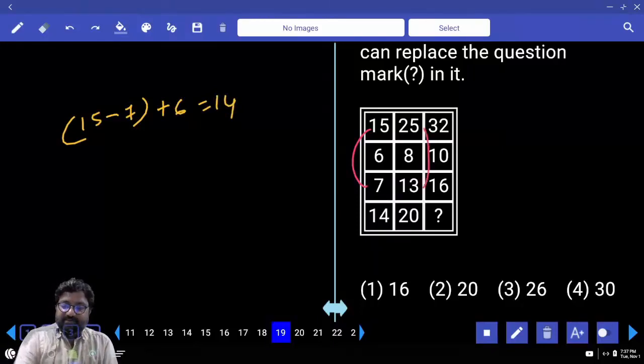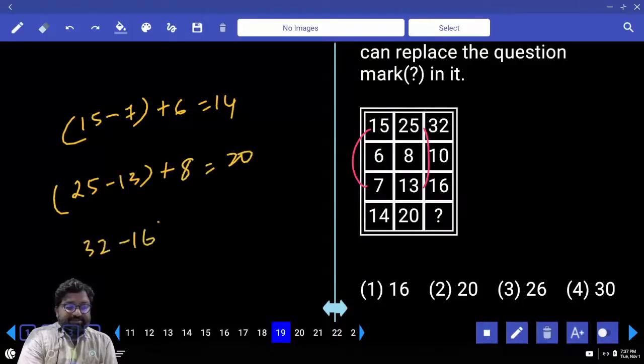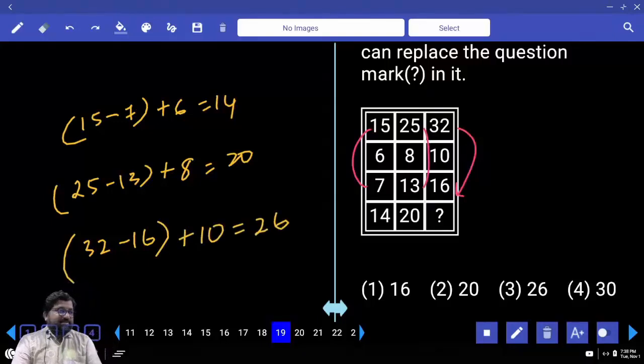Again, 25 - 13. How much is this? 12 + 8 is 20. 32 - 16, from here to here, +10. What's the answer? 26. Which option? Third option. Is this clear? Understood?